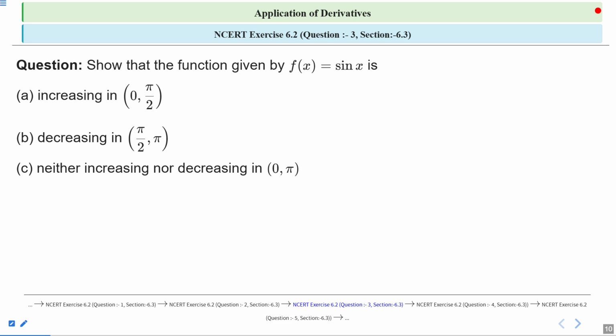Again, we will try to apply the concept of increasing and decreasing functions. Since it is sin x, we can try the differentiation method, and we can try the analytical method also. Since we are given an interval, we will try to differentiate it. Now you have some time to solve or think about this question. After that, we will move to the solution part.